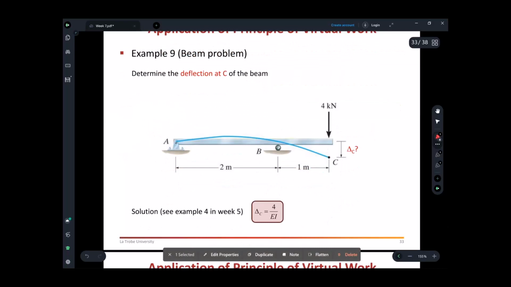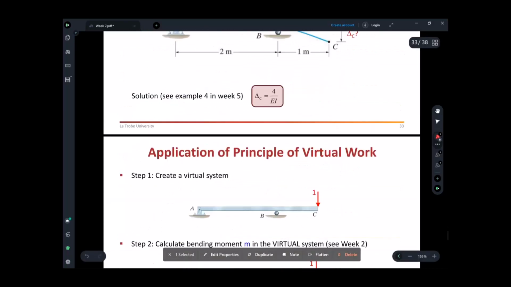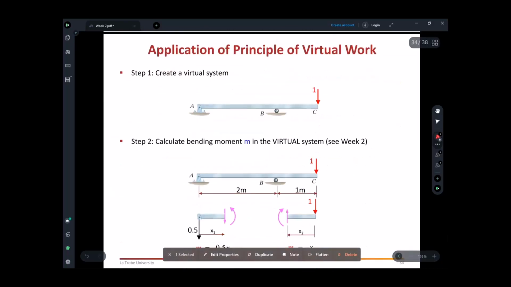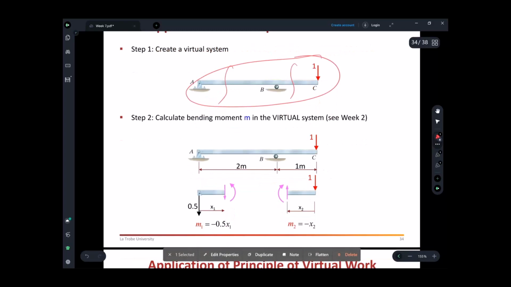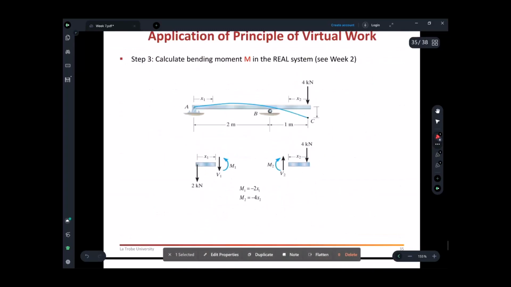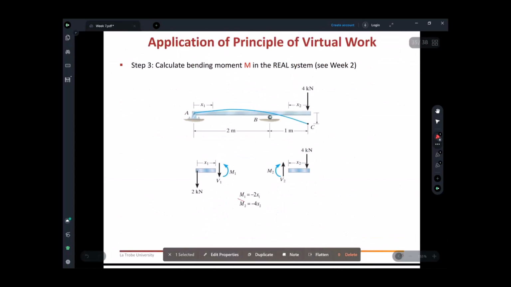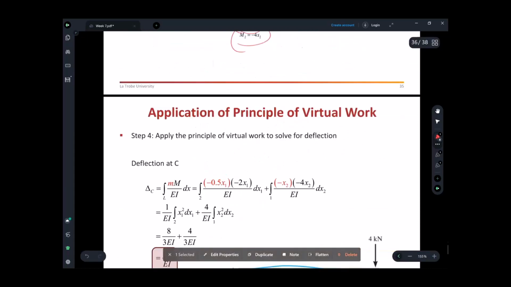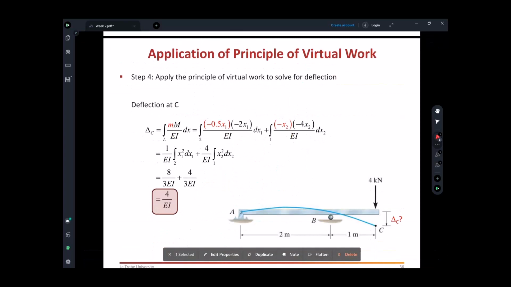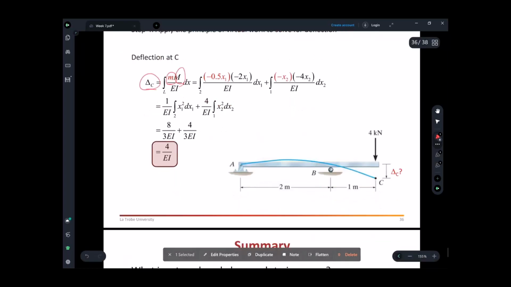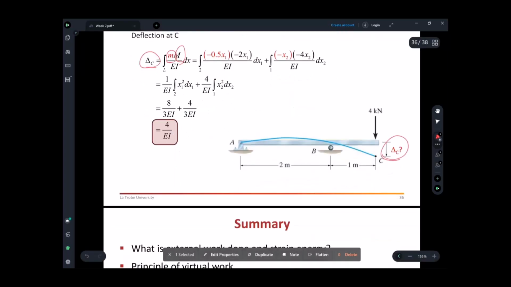Same here. If you want to find the deflection at C, you draw two things. One is the virtual system: you remove all the external loading, put the unit load, and find small m1 and small m2 by making the cut. And then you do the real system. Again, you find capital M1 and capital M2. You substitute the values for delta C using M1 and M2, and you can find the displacement delta C.